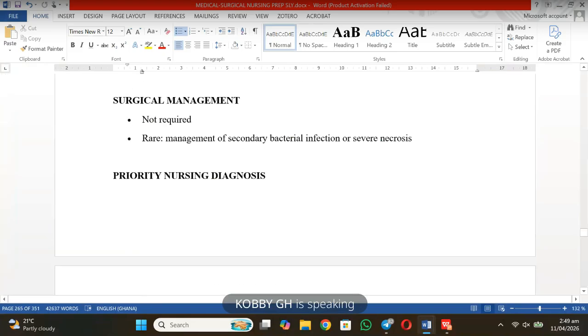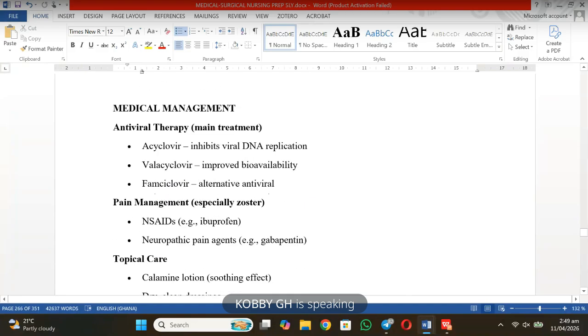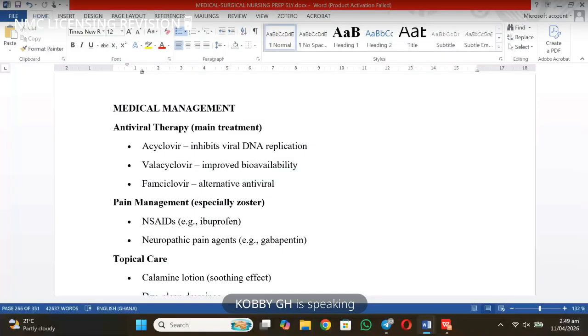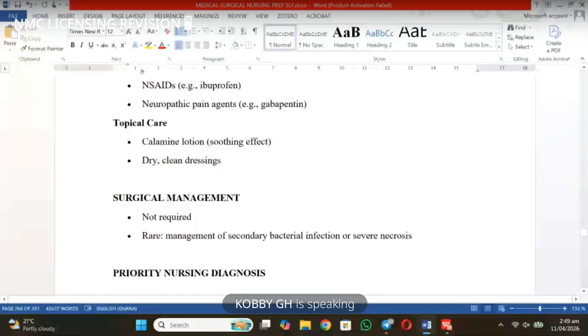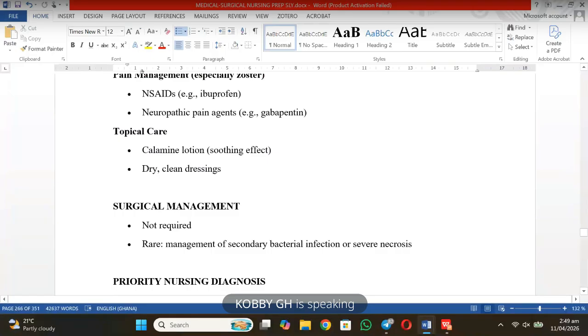Okay, now when it comes to the medical management, we usually use antiviral therapy. That is the first line treatment because this is a viral condition. So the aciclovir, the valacyclovir, and all the other antiviral medications, alongside pain management with NSAIDs and neuropathic pain agents. At times too, they may use other topical agents like calamine lotion, especially with herpes zoster or the shingles infection.